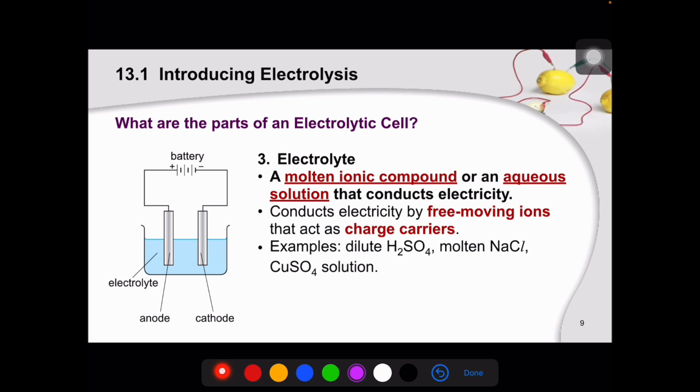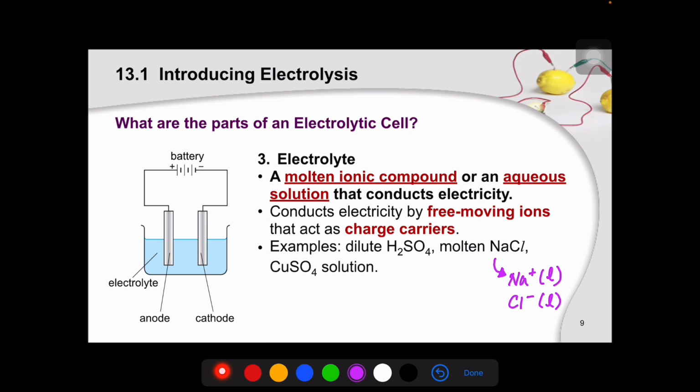Now, what exactly are the free moving ions? So maybe let me just use molten NaCl as an example. Inside molten NaCl, we have learned in Sec 3 that when an ionic compound is melted, there are your free moving ions. So in this case, there's free moving sodium ions in liquid state because it's molten, and there's free moving chloride ions in liquid state because it's molten. Right? So what happens is that as these ions move around, it actually allows for charge to be carried, and then the whole thing can conduct electricity.